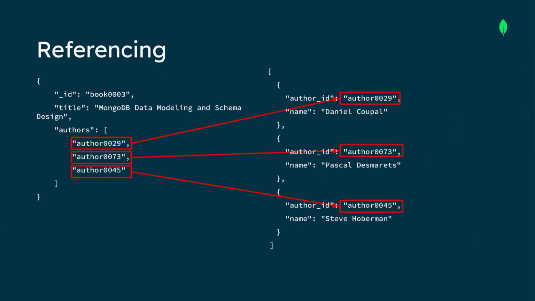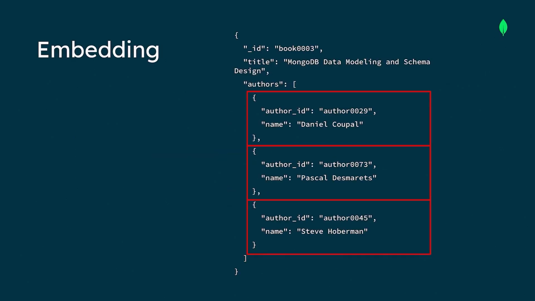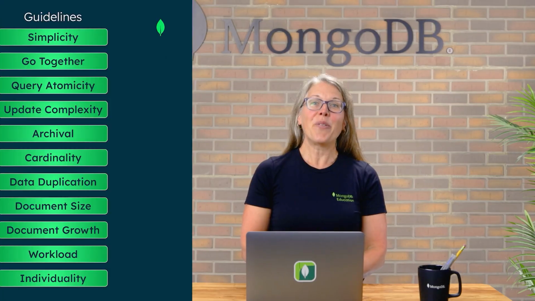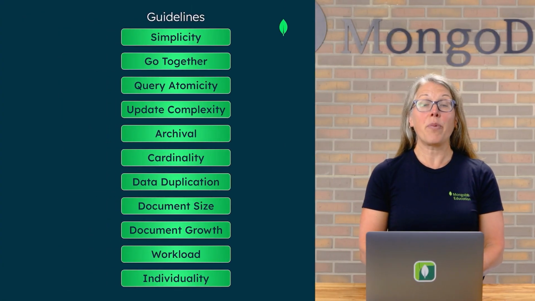Let's recap what you learned in this video. When modeling with MongoDB, we can establish a relationship between entities through a reference by including the ID of the child document in the parent document. Or we can establish the relationship by embedding, where we include the child document within the parent document. When deciding whether to reference or embed, the golden rule is data that is accessed together should be stored together. And finally, we covered guidelines that can help you decide whether to define a relationship by embedding or referencing.